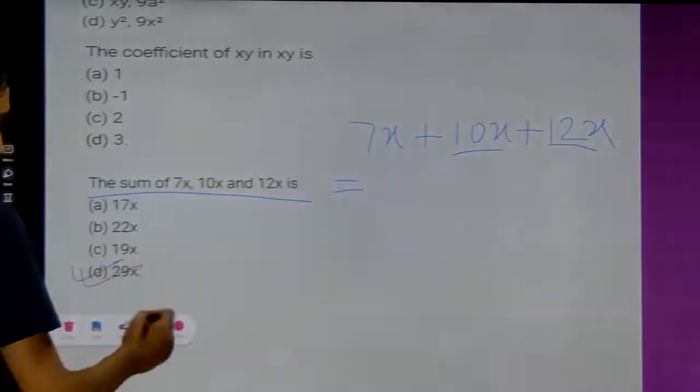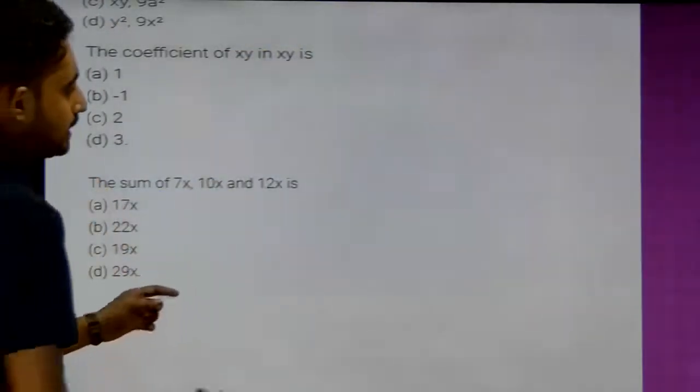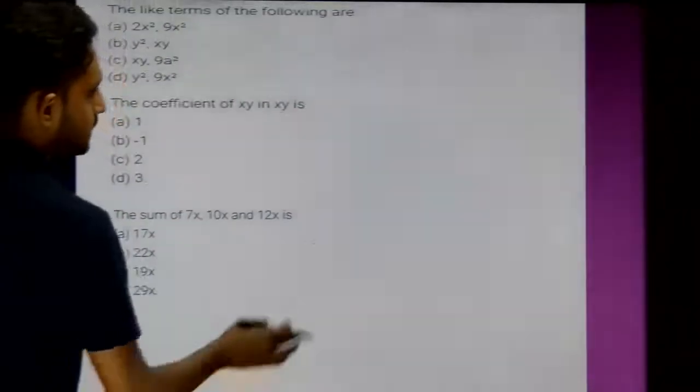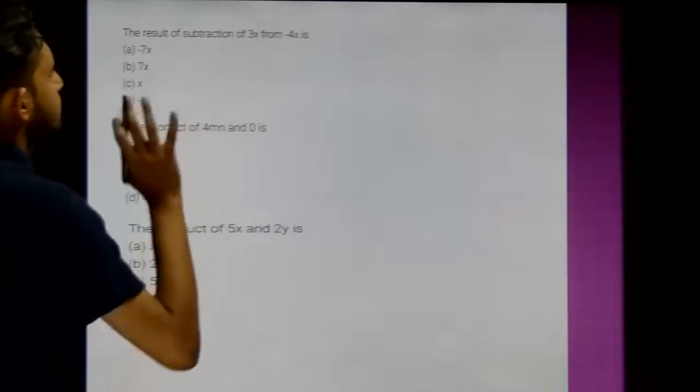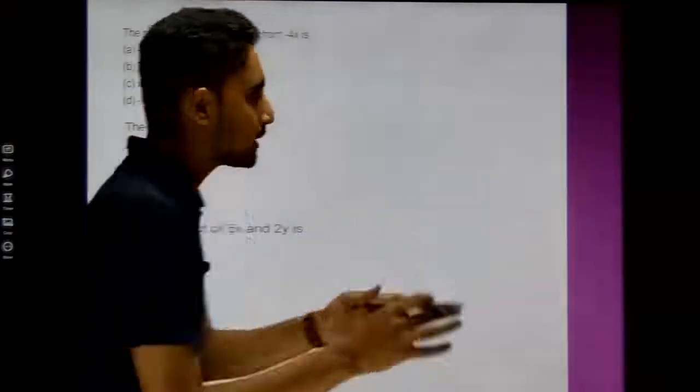That is 29x. Okay, let's see: 10 plus 12 is 22, plus 7 is 29. Very good. Option number D is the correct answer. So this question is done.